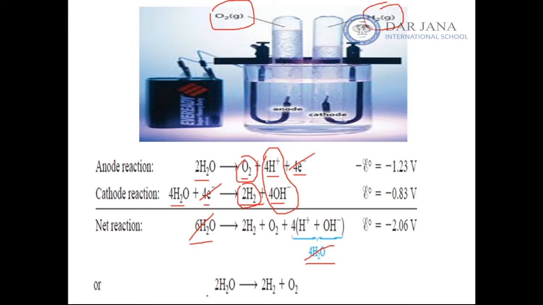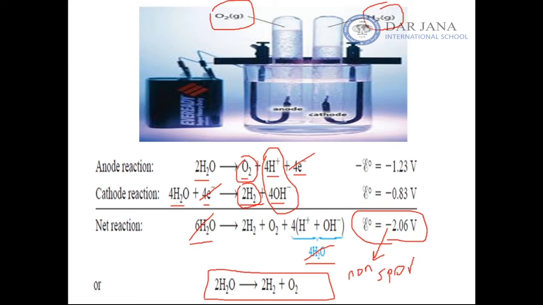the overall reaction of water: 2H2O gives 2H2 plus O2. And the cell potential is negative 2.06 volts. This negative sign indicates that this electrolysis is a non-spontaneous reaction. So the negative sign indicates that it is non-spontaneous.